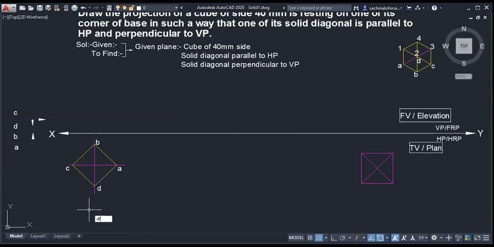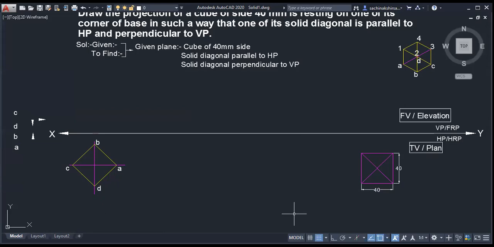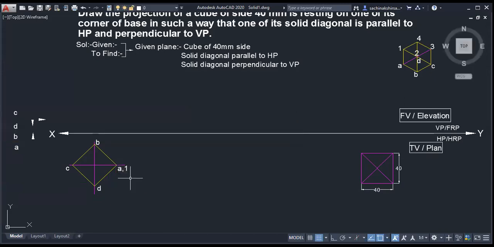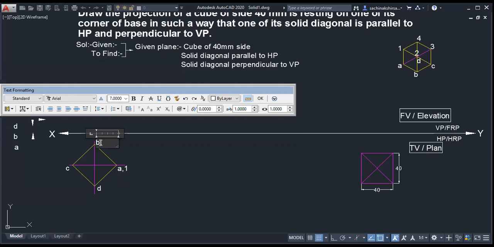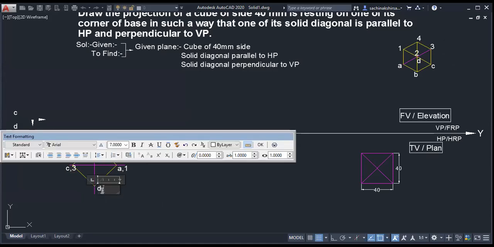So is it necessary to join its corner with the center? No, sir. Why? Because it is a type of prism. It is not a prism; we can say it is a type of cube. The given solid is a cube. That's why it is not necessary. If not, how many names should come here at point A? A1, then B2, then C3, D4.